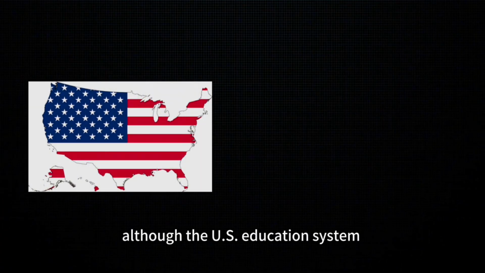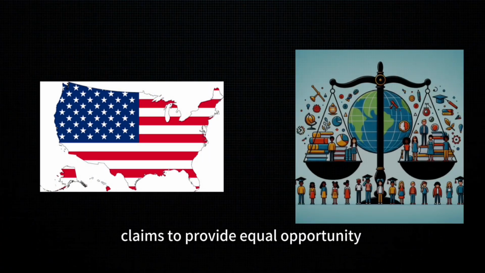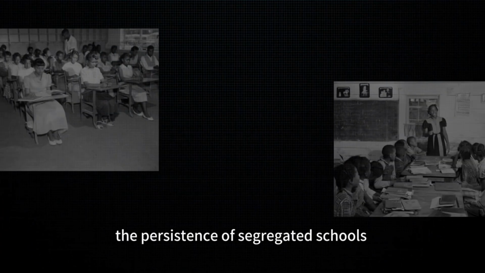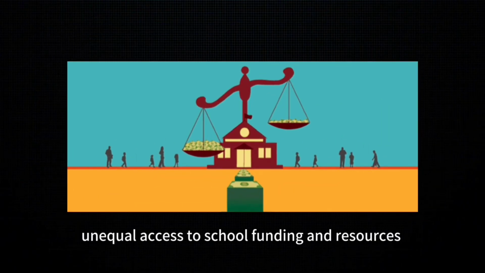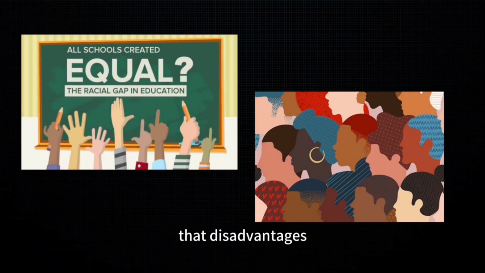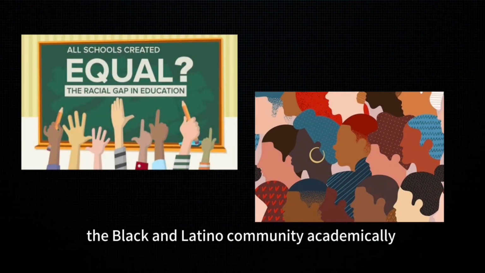Inequality in education? What? How? Two schools, same country, completely different. Although the U.S. education system claimed to provide equal opportunity for all students, the persistence of segregated schools and unequal access to school funding and resources created racial disparity that disadvantaged the Black and Latino community academically.